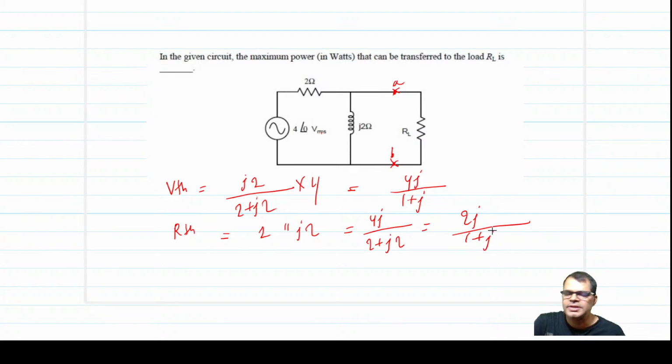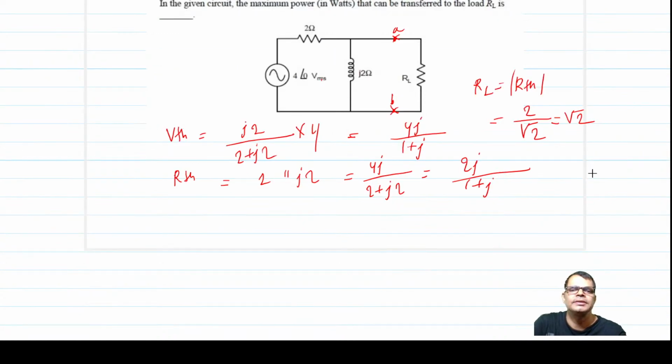Just now we have studied maximum power transfer when the load is purely resistive. So RL is the magnitude of RTH, or source impedance, which is 2 upon root 2. Take the magnitude of RTH, 2 upon root 2, which is root 2. Right? Let us proceed again.